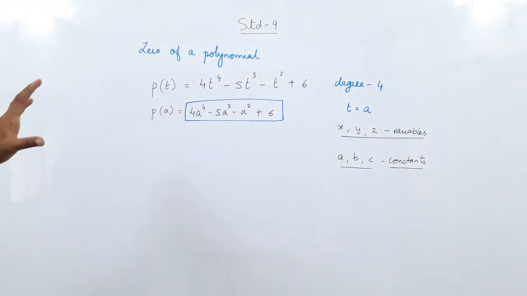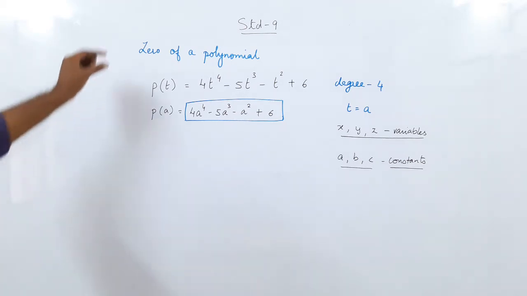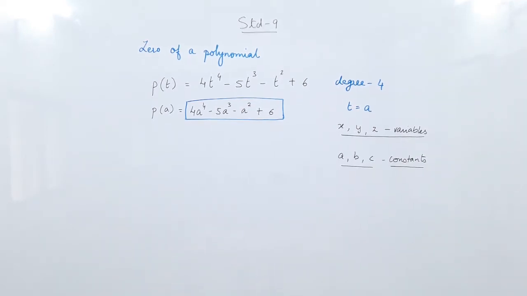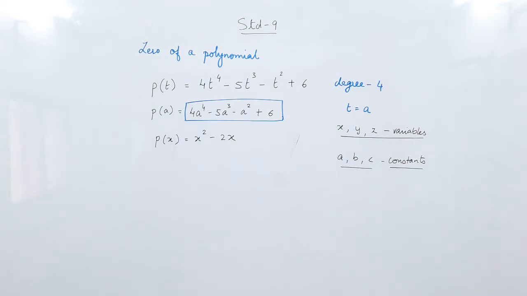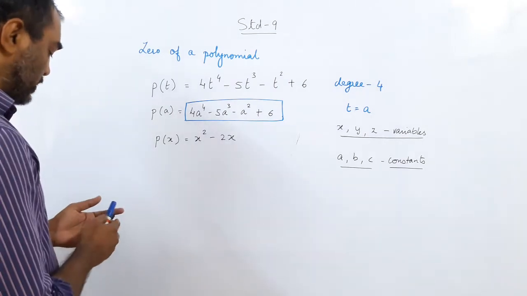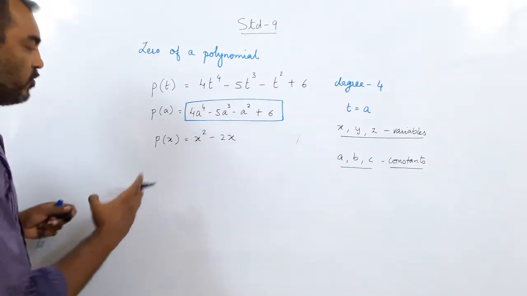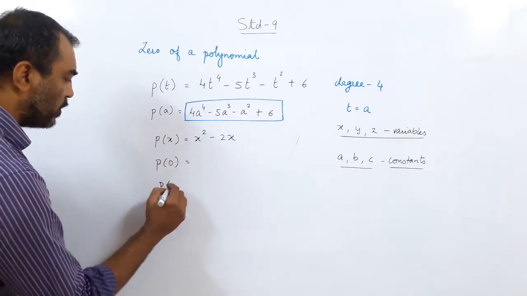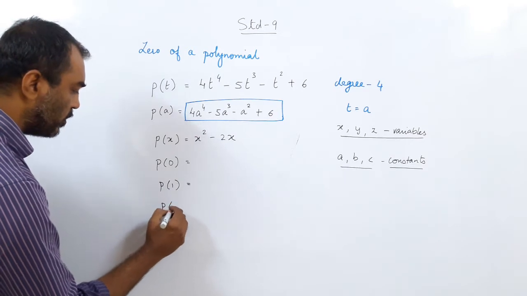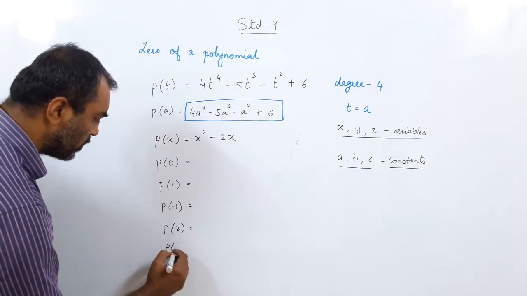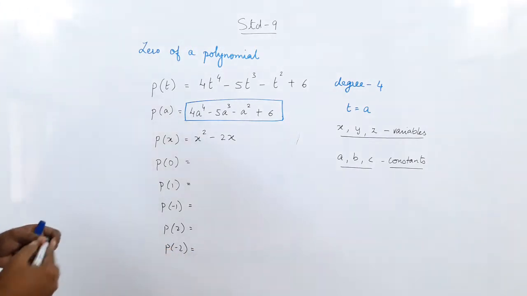So again, we have not come across any polynomial which gives the value 0. We have not found any value of x. So now we'll look into a polynomial and find the zero of a polynomial. We have P of x equal to x square minus 2x. So what will we do here? We'll find the value of P of 0, P of 1, P of minus 1, P of 2 and P of minus 2.